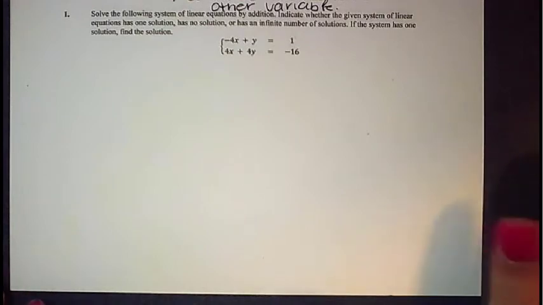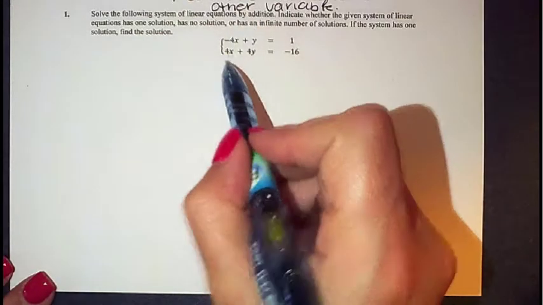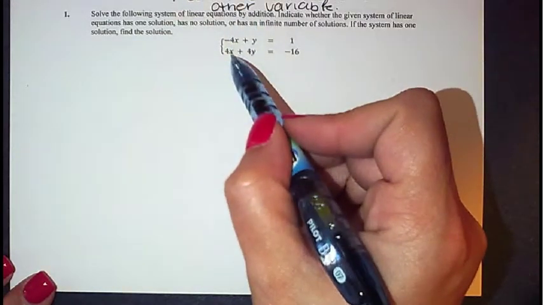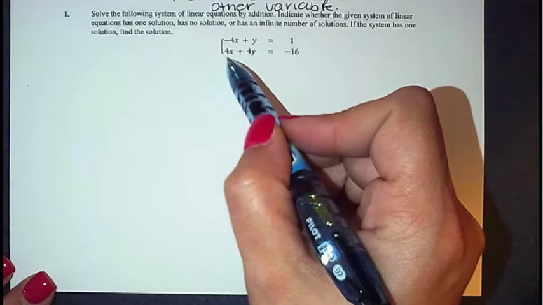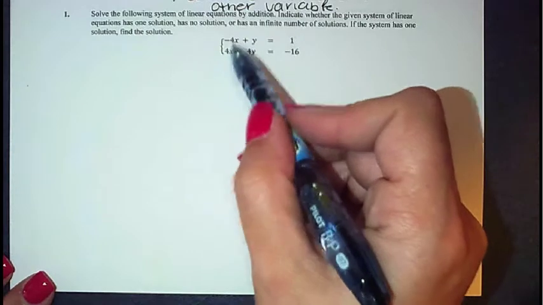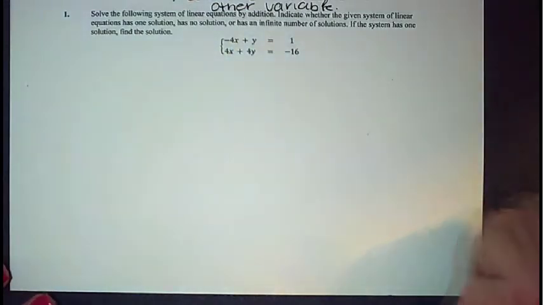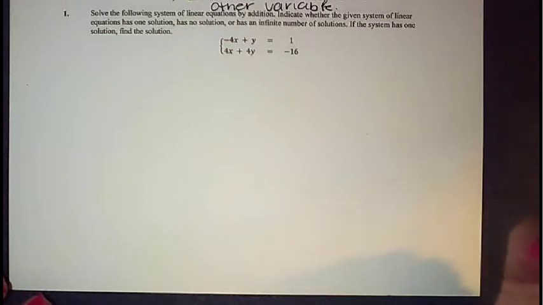And for this particular problem, you'll notice your x's here are already opposite of each other. You've got a negative 4x and a positive 4x, so they're already opposite of each other, and that would probably be the easiest thing to eliminate. We wouldn't even have to make anything the same because they already are.